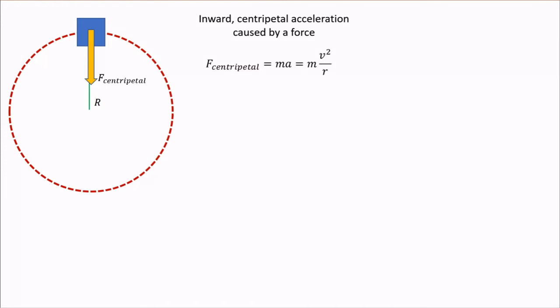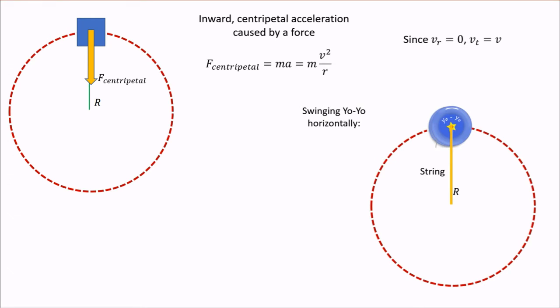By the way, since we are assuming that the radial velocity is 0, we can now just use the speed of the object, v, and its tangential speed, v sub t, interchangeably, since all of its speed is contained in its tangential component. To give an example of this, imagine you swing a yo-yo around your head. If you swing the yo-yo horizontally, what will be the tension in the string? So let's draw the forces involved. Since we are swinging the yo-yo horizontally, we don't need to consider gravity.